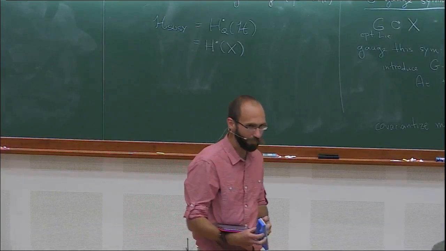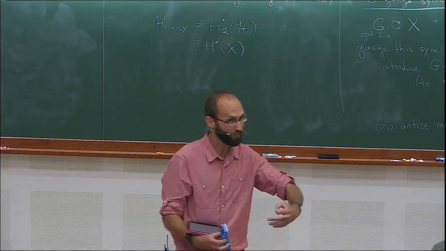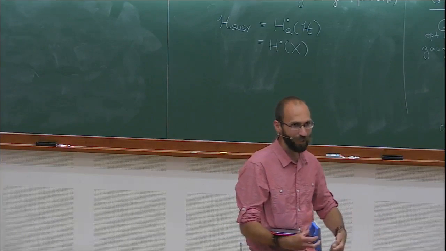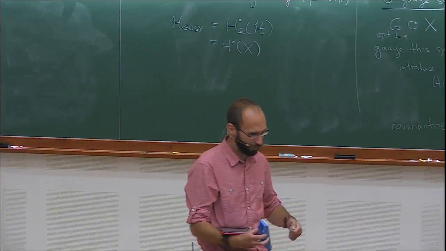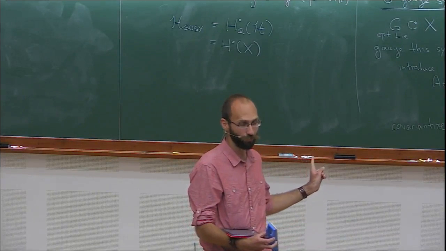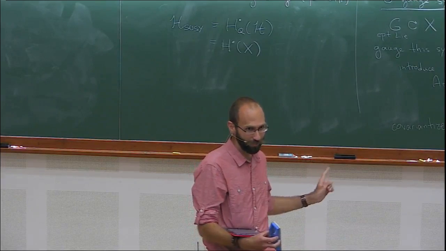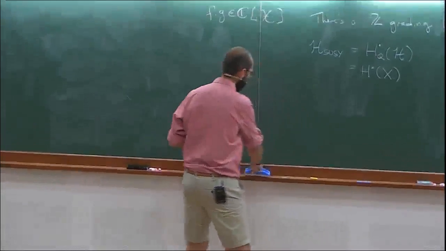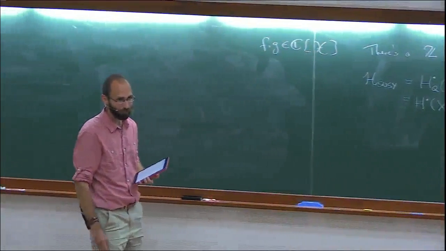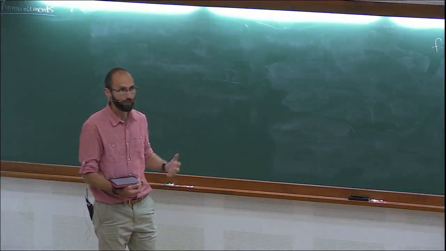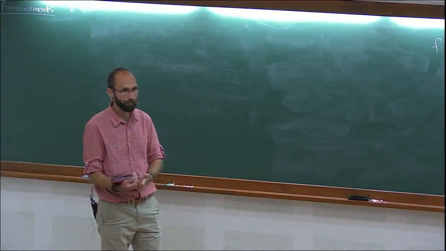One acts on the other. So yes, there is a connection because forms act on forms by wedge. But there's more. The operators in this theory are not just forms on X. The operators in this theory are forms on X times X, which act on forms on X by convolution. So the operators are a little bit bigger, but they do contain forms on X.